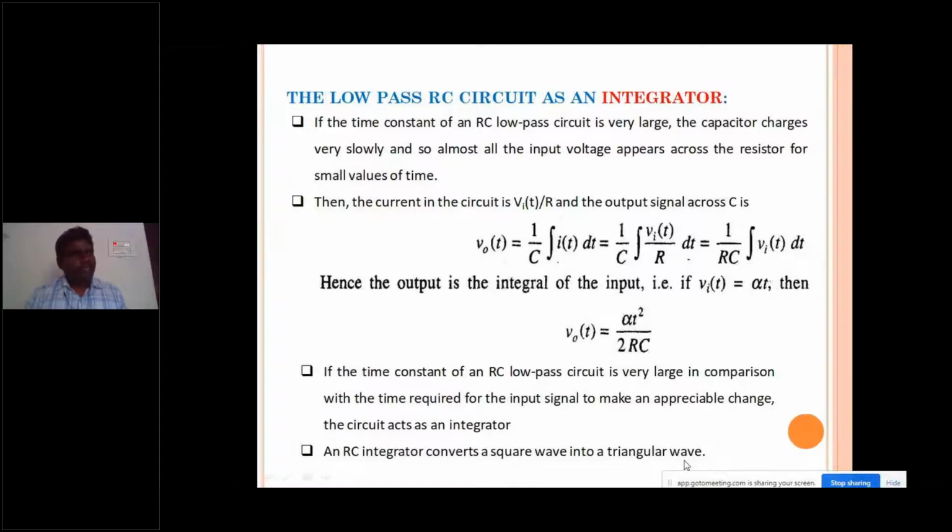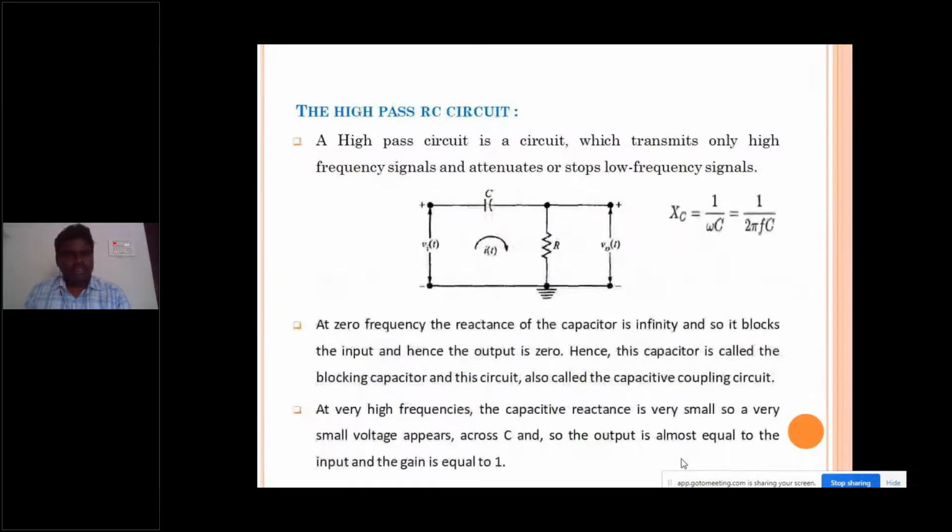So if you apply a square wave as an input to a low pass circuit and observe the output shape, it seems to be a triangular wave, which we already showed in the third case of a square wave input. If RC is much greater than t, then the output shape seems to be like a triangular wave. So that is about a low pass circuit.